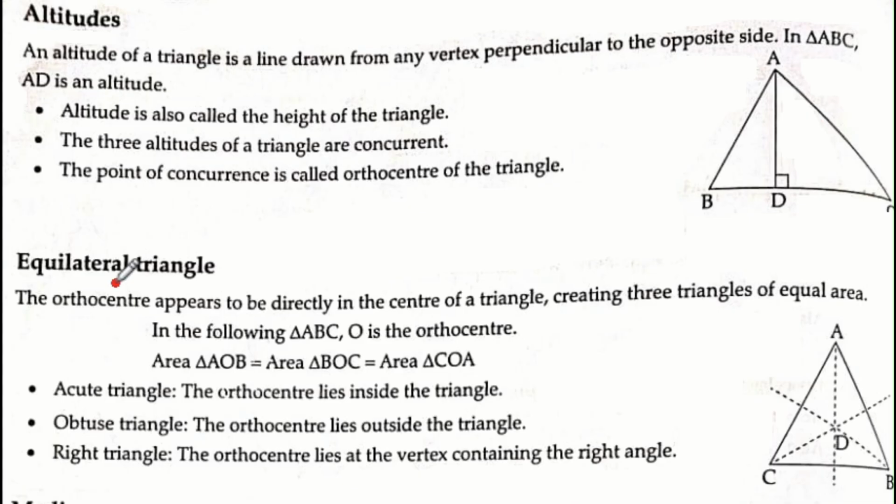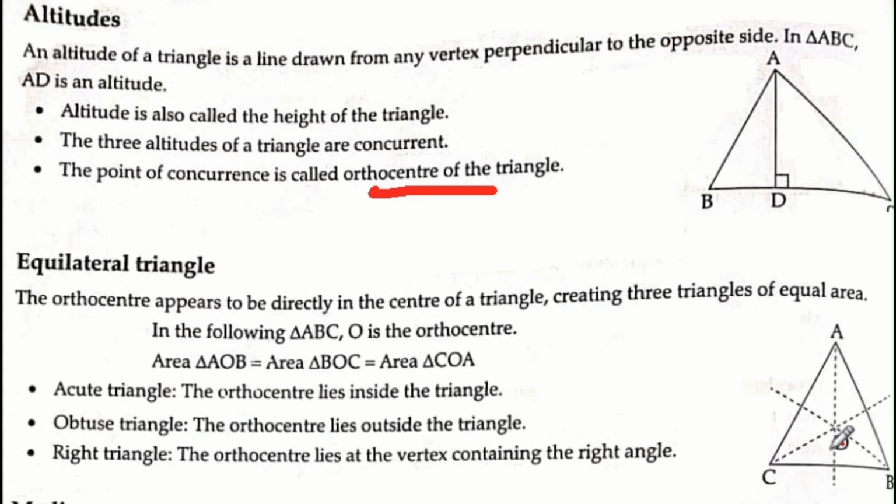Three altitudes of a triangle are concurrent. This is one altitude. Obviously, I can draw another one down here like this. So three altitudes are concurrent. They meet at a single point. The point of concurrence is called the orthocenter of the triangle. So the orthocenter of a triangle means the point of intersection of three altitudes. Next property is regarding the equilateral triangle.